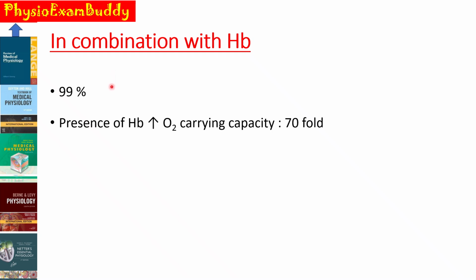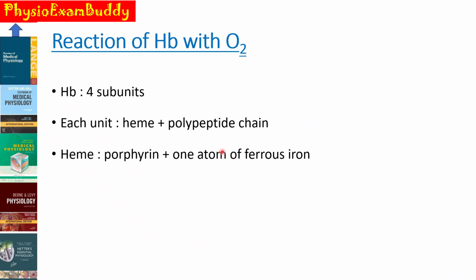The remaining 99% of the oxygen is transported in combination with hemoglobin, and the presence of hemoglobin increases the oxygen carrying capacity of the blood to around 70-fold. Reactions of the hemoglobin with oxygen. Hemoglobin is a protein made up of 4 subunits, each of which contains a heme moiety attached to a polypeptide chain. And this heme is a porphyrin ring complex that includes one atom of the ferrous ion.